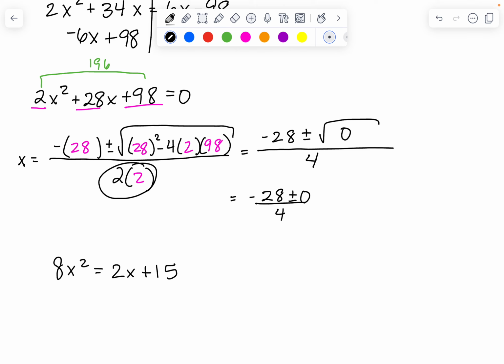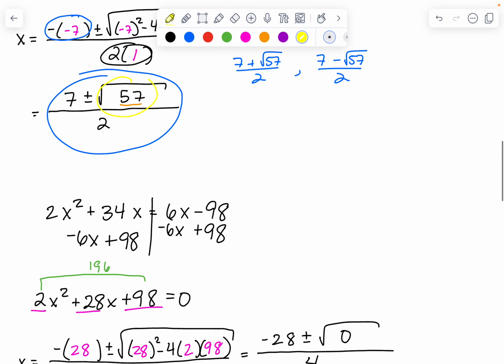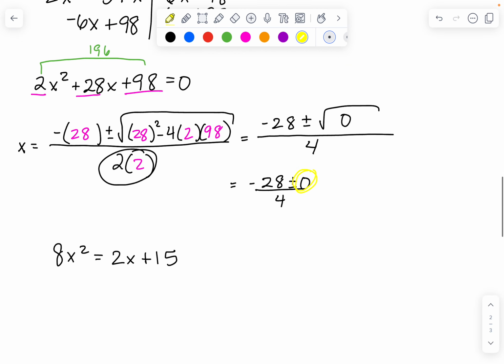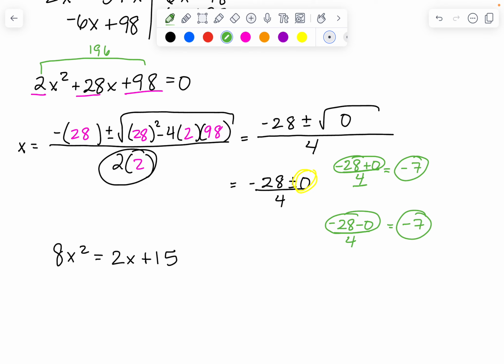So here's the deal. This one turned out good. The one up here did not turn out good, so we left it. Down here, we got 0. So you write two answers and you clean them up. -28 plus 0 over 4 and -28 minus 0 over 4. You do the tops first and then divide by 4. So that's going to be -7. Here, you do the top first and divide by 4, and that's also going to be -7. So there's just one answer, -7.